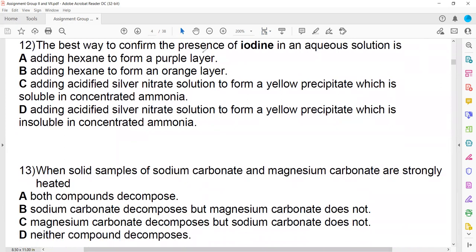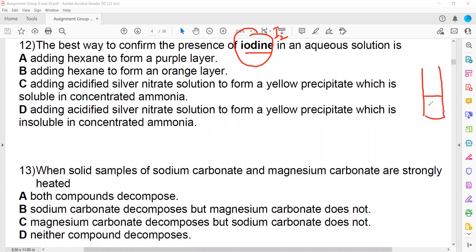In question 12, the best way to confirm the presence of iodine in an aqueous solution. So how can we check the presence of iodine? Iodine means I2, not iodide ion. It is about the iodine molecule. If you want to test, because iodine, when we mix with organic solvents such as hexane, it will form a purple layer.